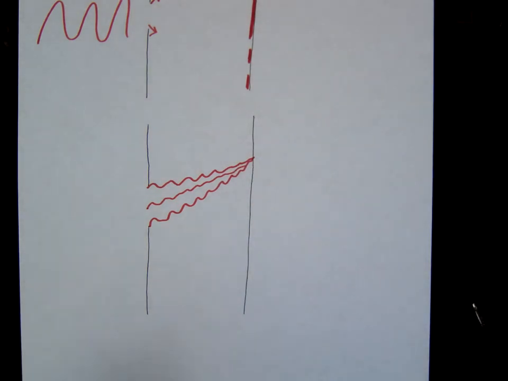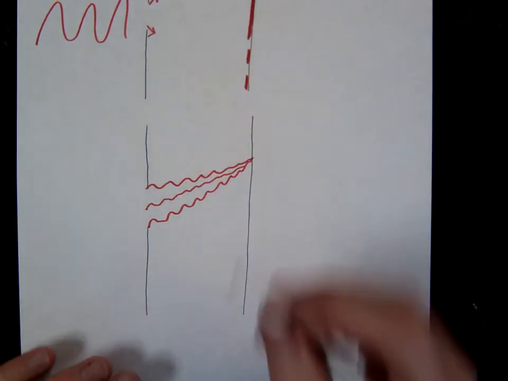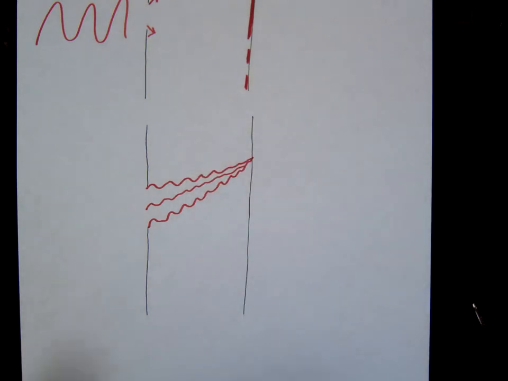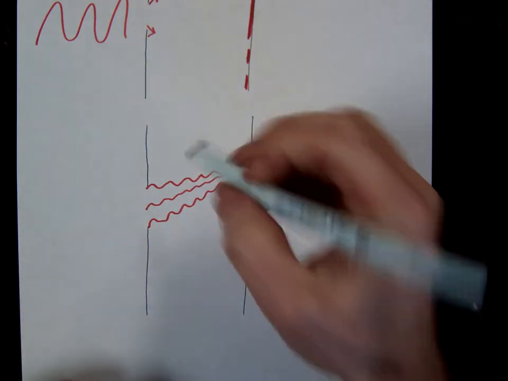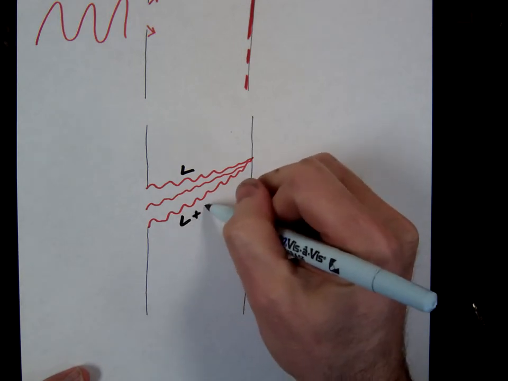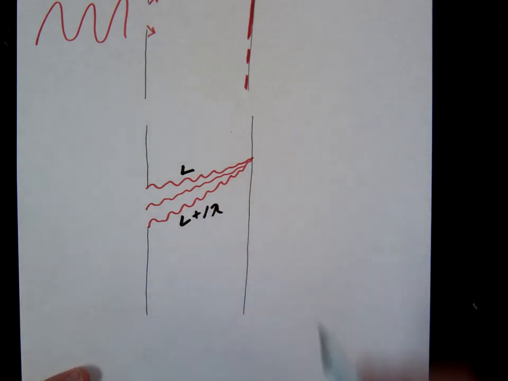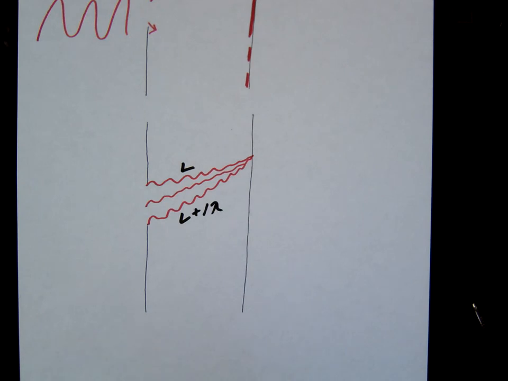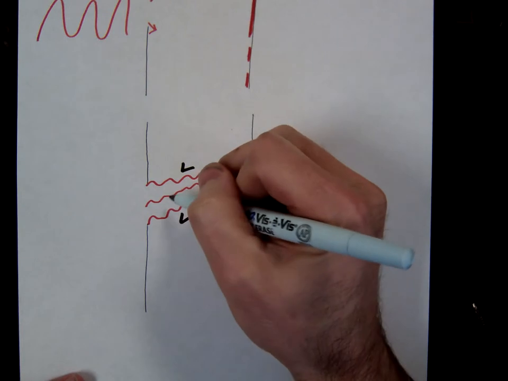Now the two extremes here is going to be this edge right here. This we're going to call L. This one we're going to call L plus 1, which means what's going to be true about the one in the middle? L plus a half.